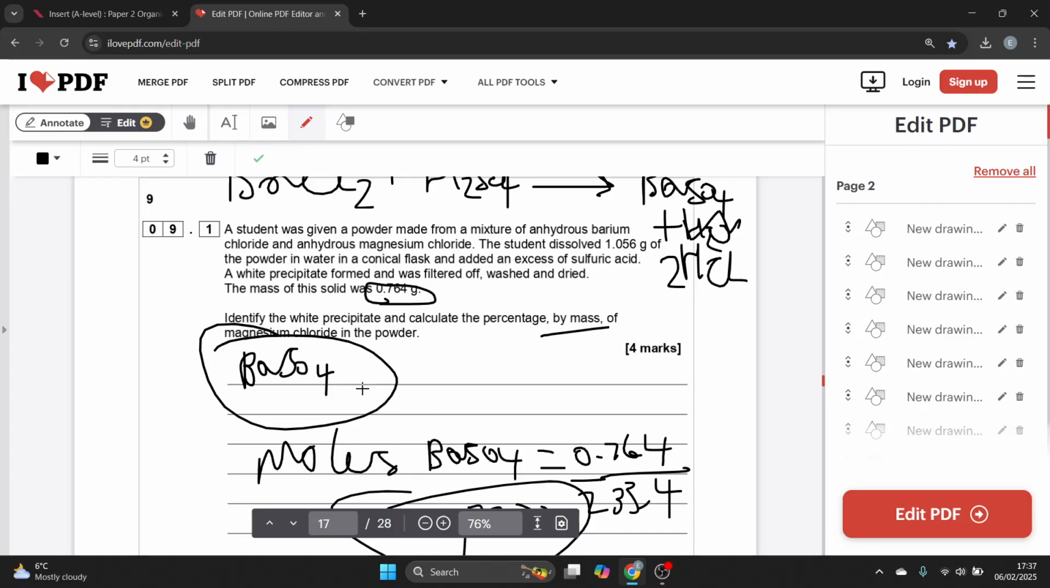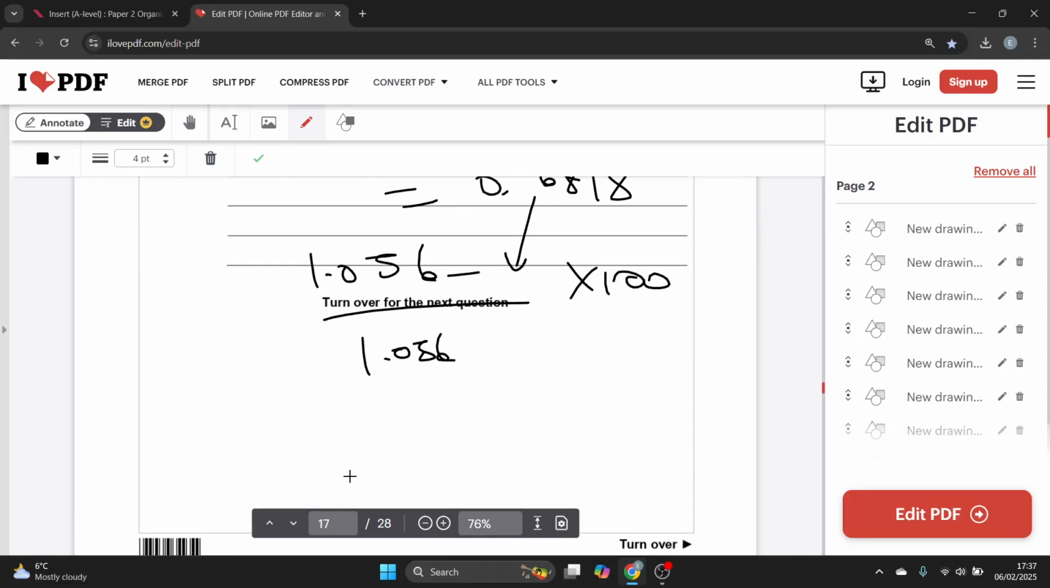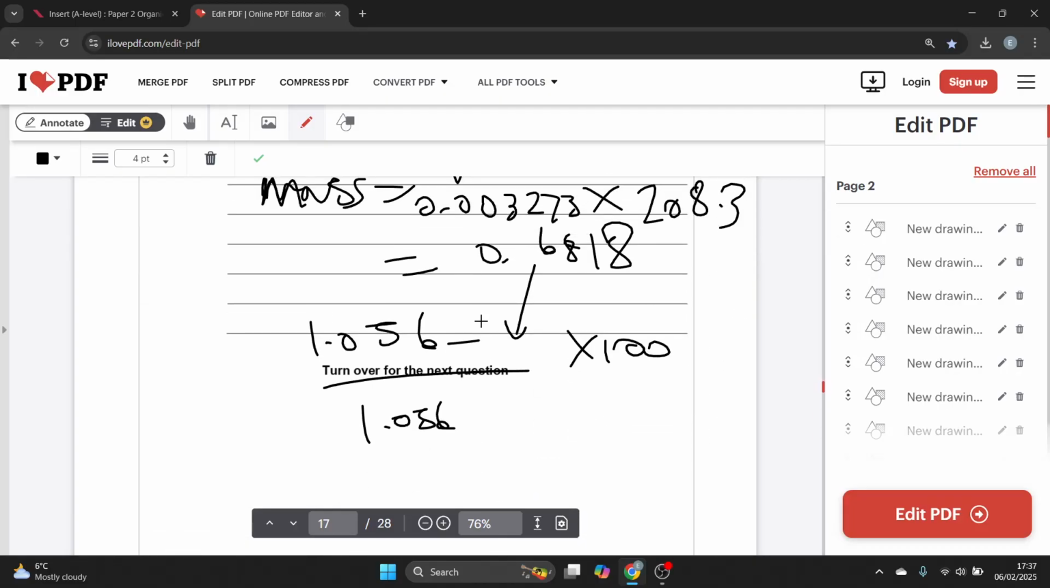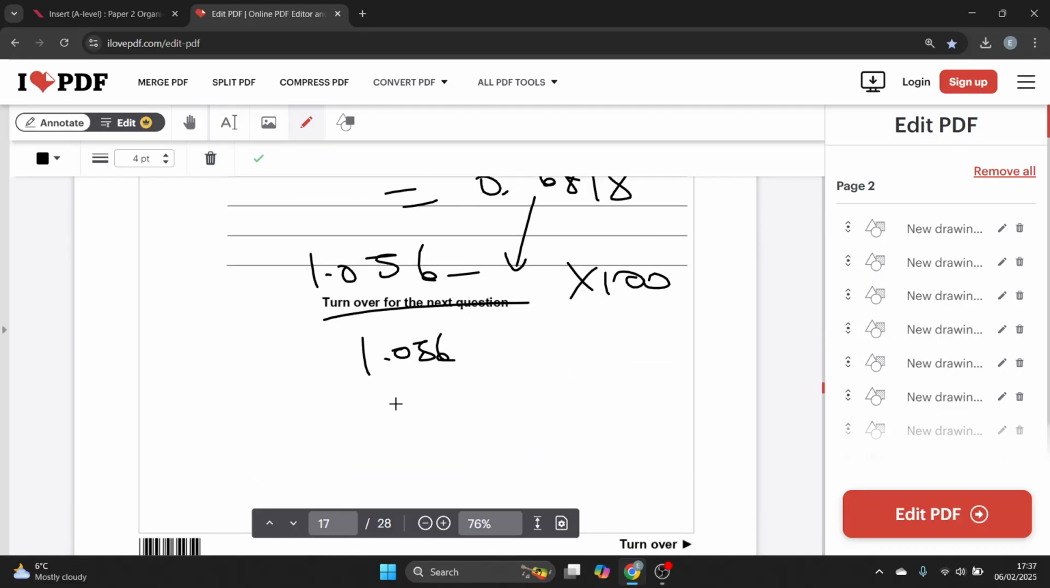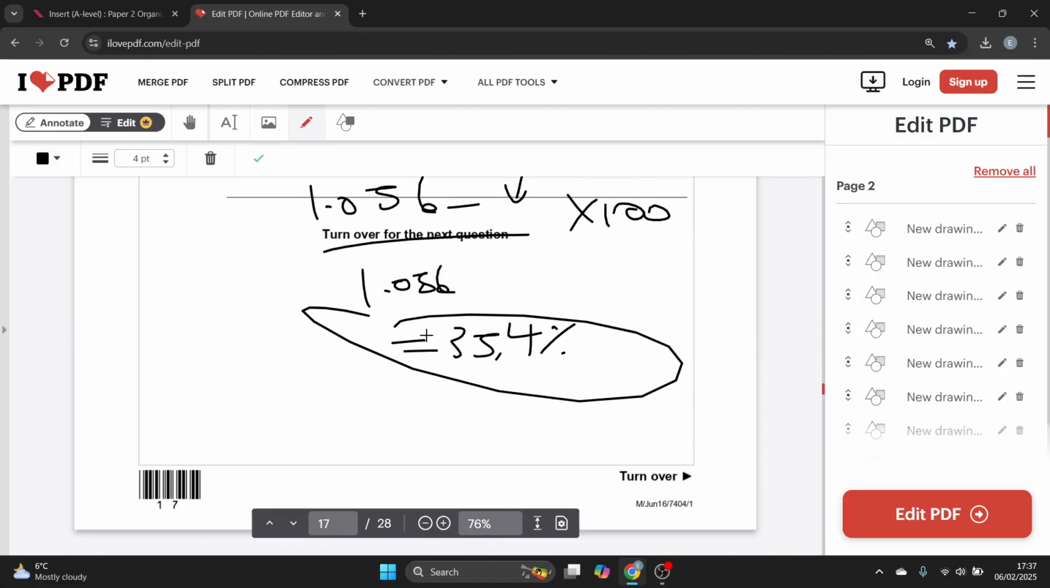Because I worked out the moles of barium sulfate, I know it's a 1-to-1 mole ratio, so I work out the moles of barium chloride. Then I can work out the mass of barium chloride. I know the total mass, so I can do 1.056 minus the mass of this, over the total mass, and that will give me the percentage by mass of magnesium chloride. And I should get 35.4%. And that is the end for this paper, section A.